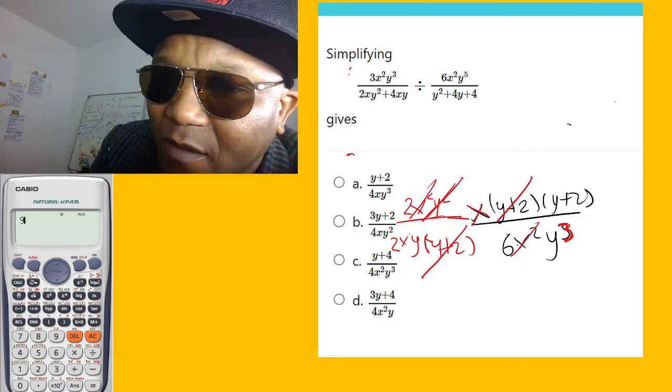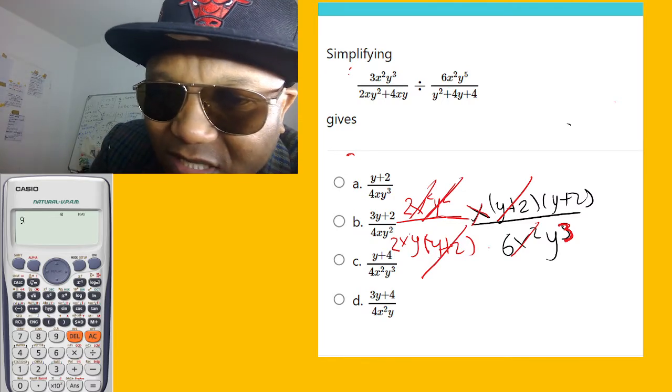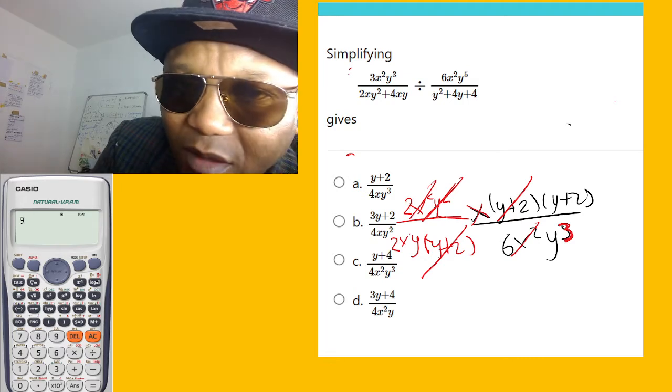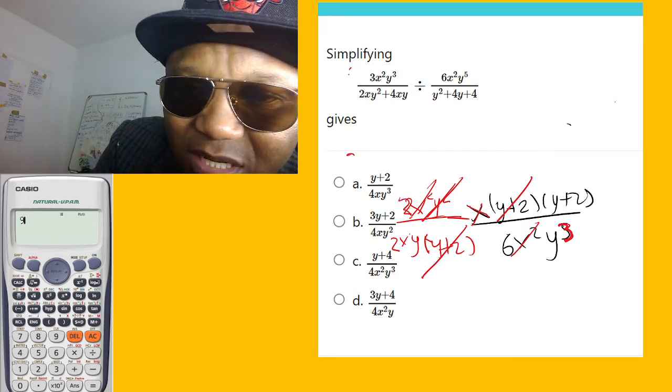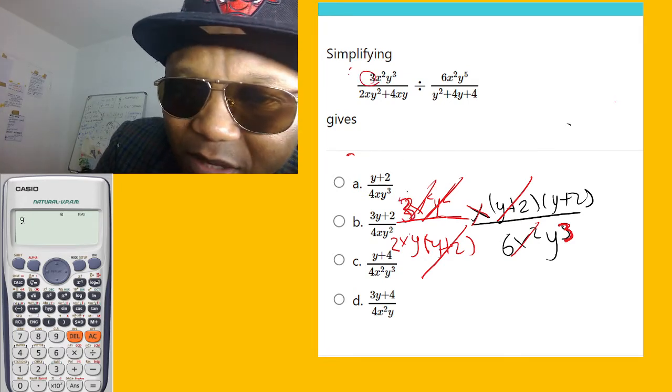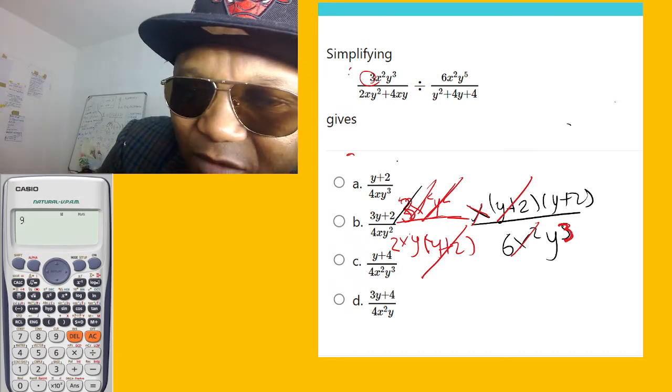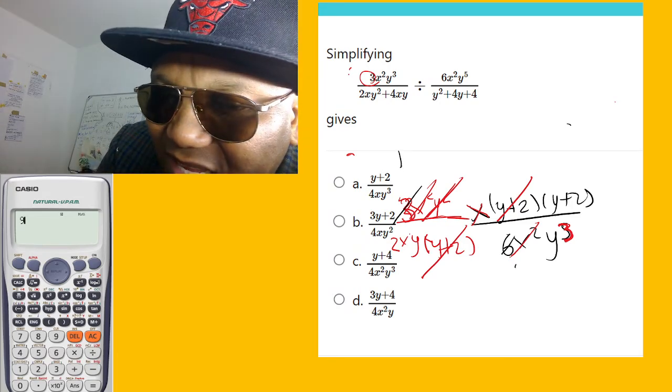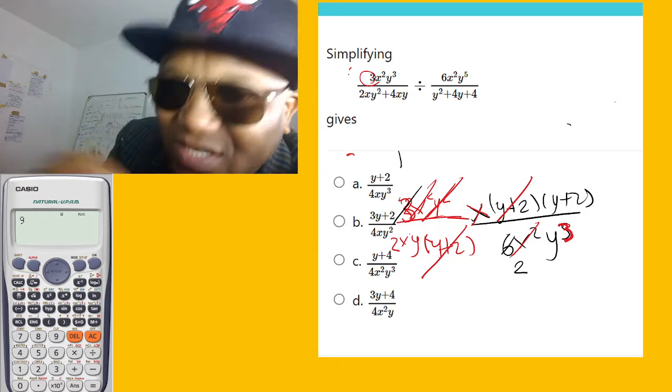Another thing, look: this is 3, my apologies, this is 3. Now we say 3 divided by 3 equals 1. How many times does 3 go into 6? There are 2. So let's write what we have.